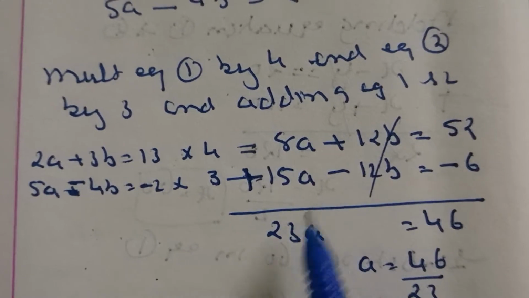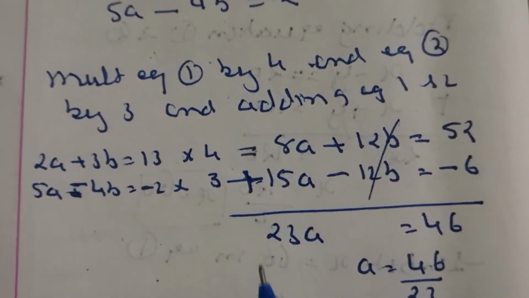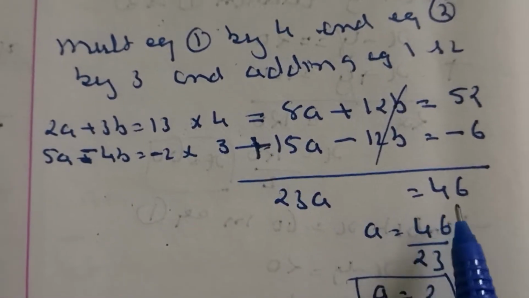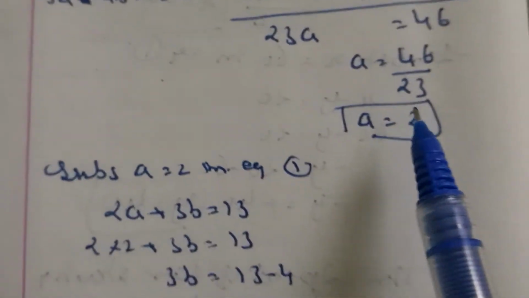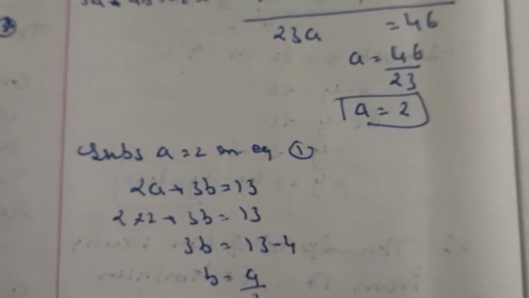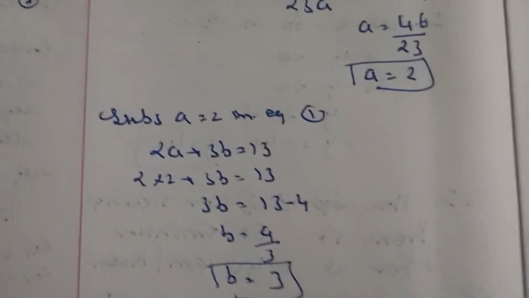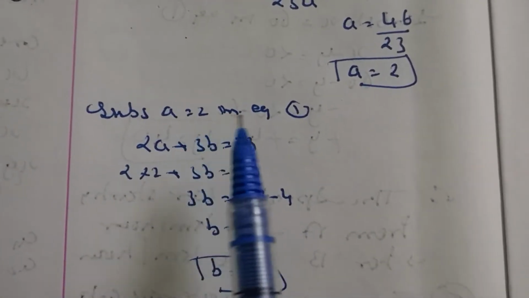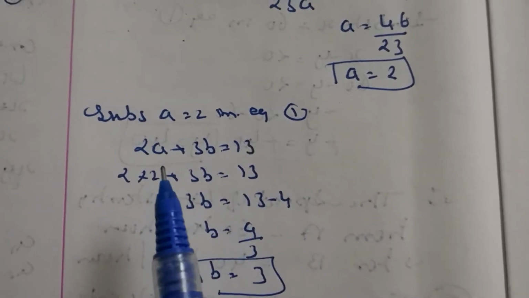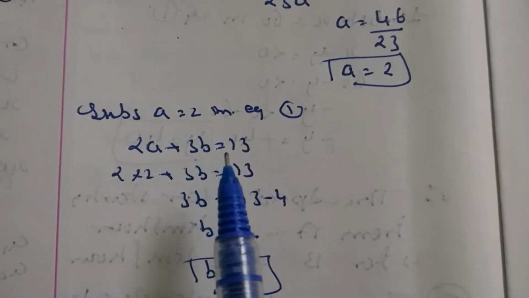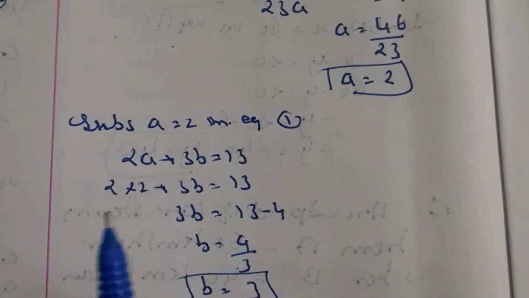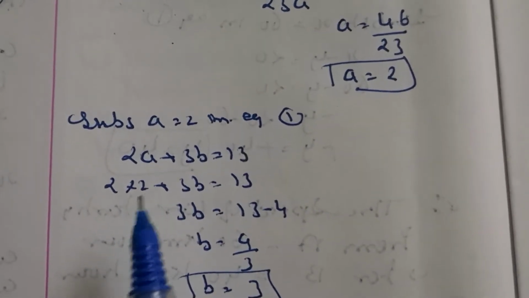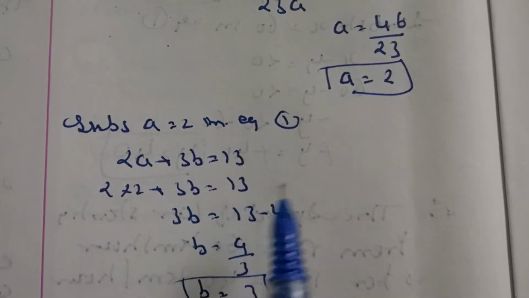Plus minus get cancelled. 15 plus 8 is 23a is equal to 46. So a is equal to 46 divided by 23. So a is equal to 2. Now I am substituting a is equal to 2 in equation 1, 2a plus 3b is equal to 13. So a I have got as 2, so instead of a I am going to write 2, plus 3b is equal to 13.